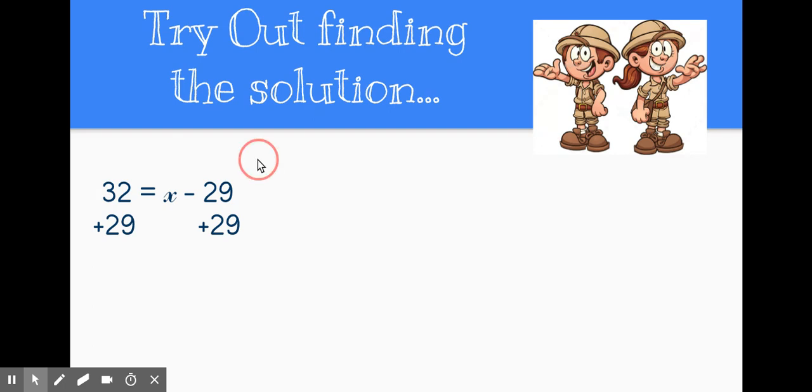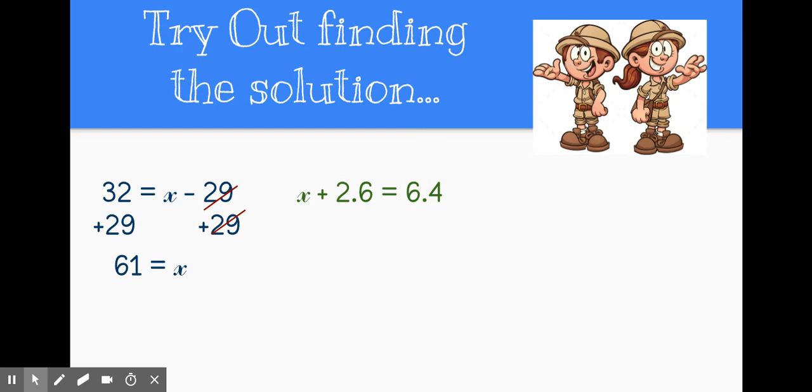The minus 29 plus 29 cancel each other out, just leaving x on the right side, and 32 plus 29 would make the solution 61. Remember, you can always check your solution by substituting 61 in for the x and making sure 61 minus 29 is equivalent to 32.